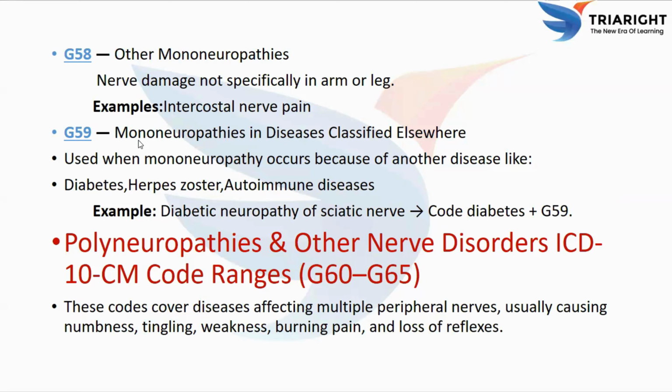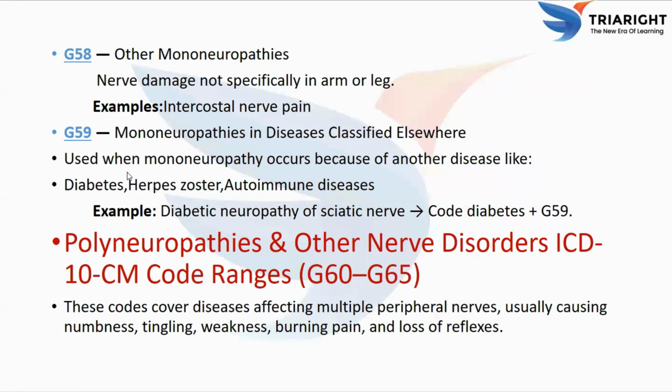So damage to only one specific nerve, for example, intercostal nerve pain. Intercostal nerve is nothing but the nerve between the ribs. So intercostal nerve pain is when you feel pain in the nerves between the ribs. So whenever other mononeuropathies is diagnosed, you have to assign the code G58.